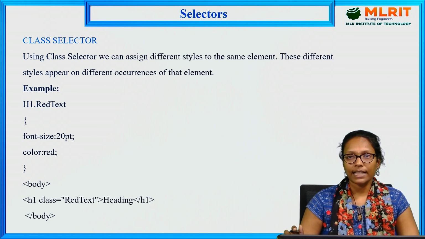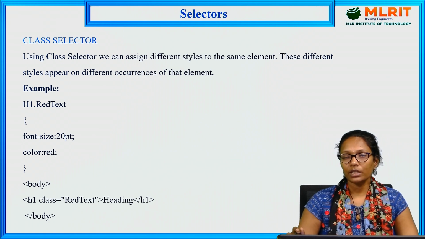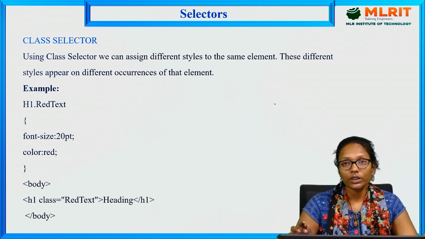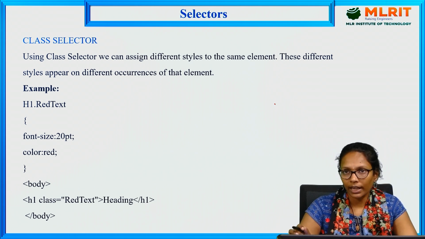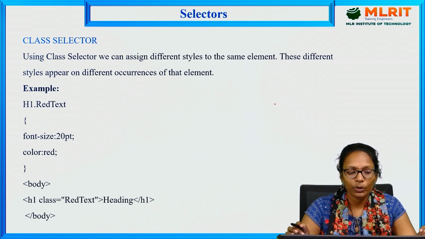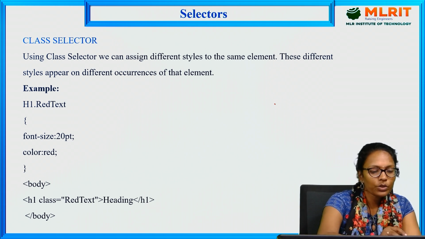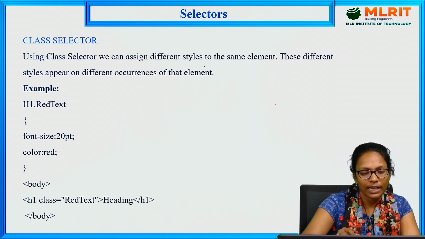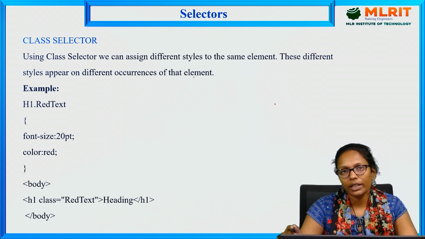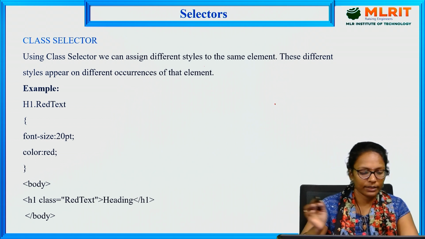Next is the class selector. In the previous video we saw that for a class selector, you need to mention it with a dot. First, along with the tag, you have to create the class, and for whatever class name you assign, you mention the set of styles. Using the class selector, we can assign different styles to the same element. These different styles appear on different occurrences of the element, so for different occurrences we can choose different sets of styles.